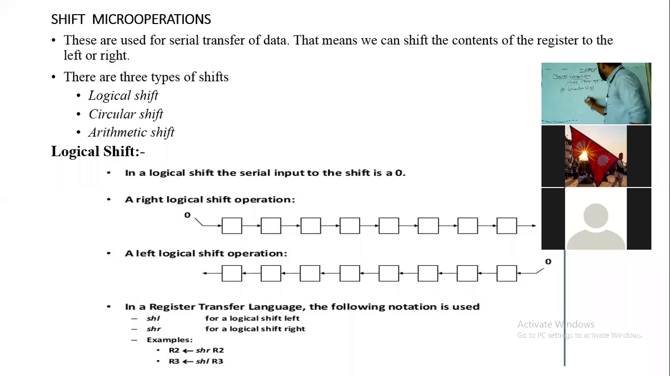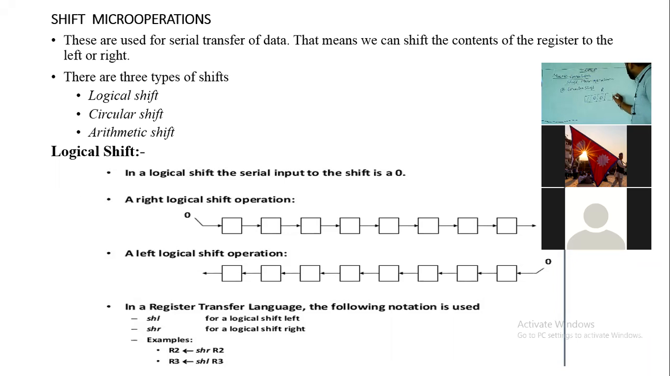Let us suppose we have a register R, which is of 4 bits, and we have data 1, 0, 0, 1. Okay, this is our information, this is our number 1, 0, 0, 1. And we want to perform circular shift. In circular shift, our information is not lost, it circulates from one end to the other end. If we want to perform the right operation, how will it be performed?